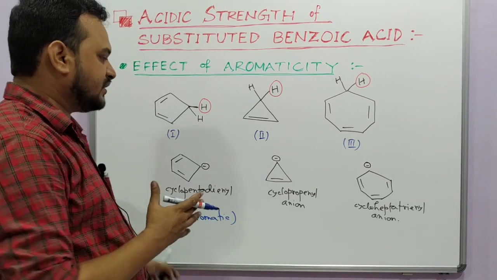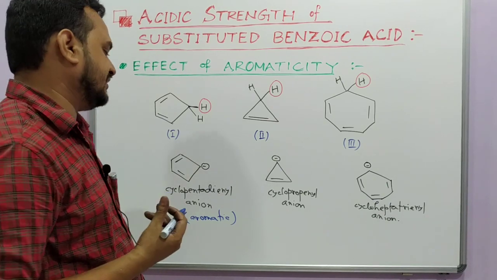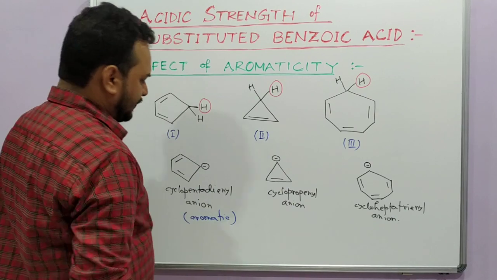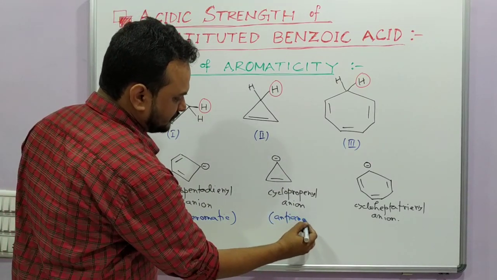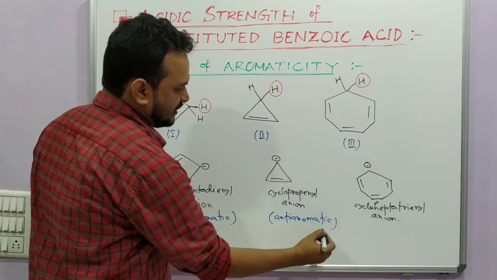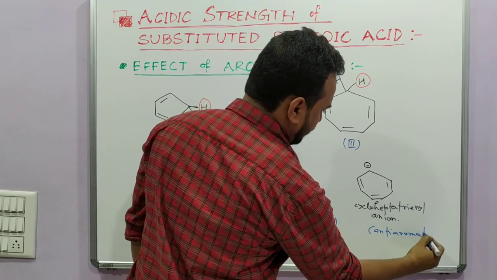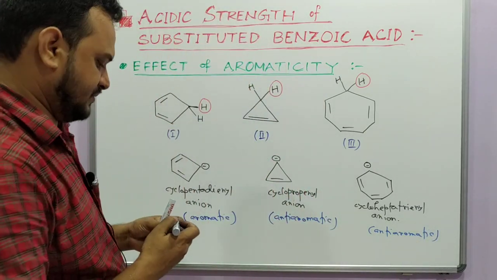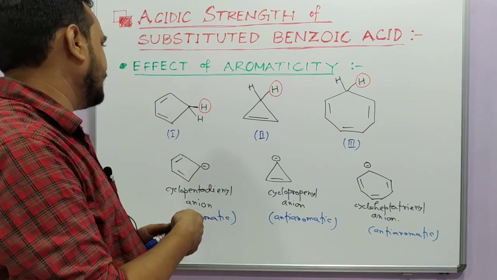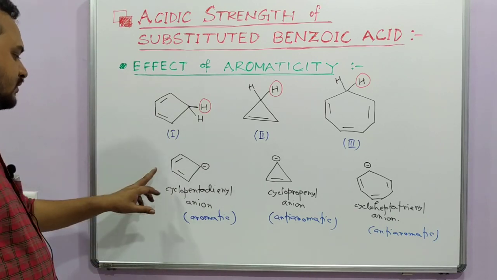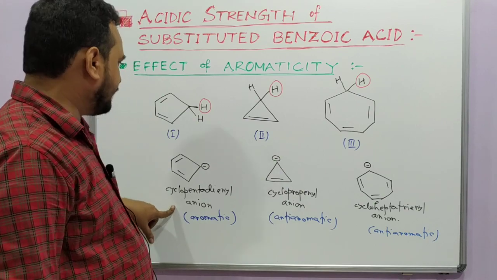If you don't know it, you will see in our next video where we will discuss aromaticity. What is aromaticity? Okay, so cyclopentadienyl anion is aromatic, whereas this one is anti-aromatic because it is following the 4n rule, and so this one is anti-aromatic. And we know aromatic compounds are highly stable compared to even resonance. Aromaticity gives the most stable compounds, and so this conjugate base will be the most stable, and greater the stability of conjugate base, stronger is the acid.